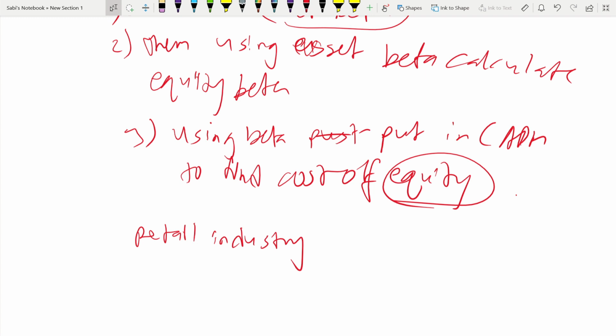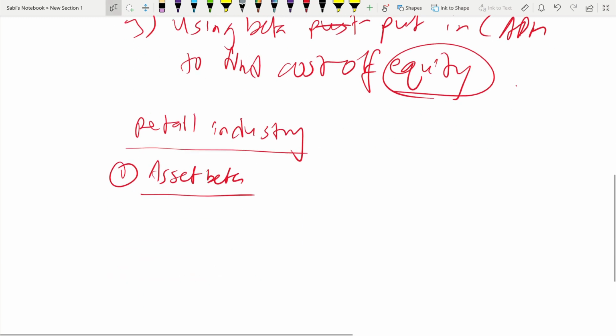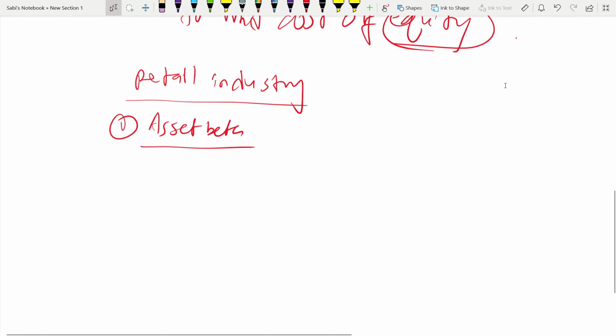So retail industry, what information are you given? You need to find the asset beta of the retail industry. What are we finding? The asset beta. This is the starting point. Get this straight away, for any question you might try after this that is similar to this.